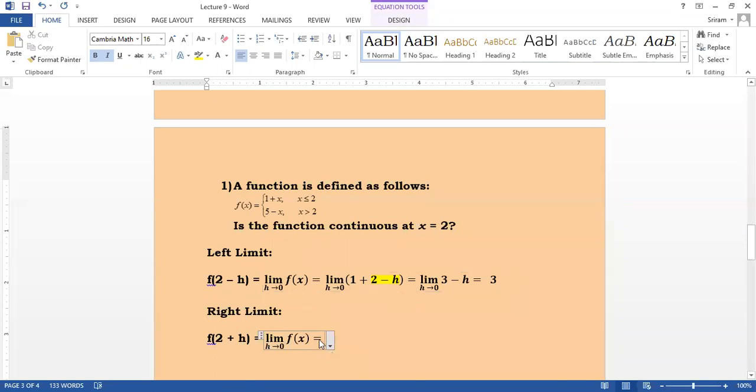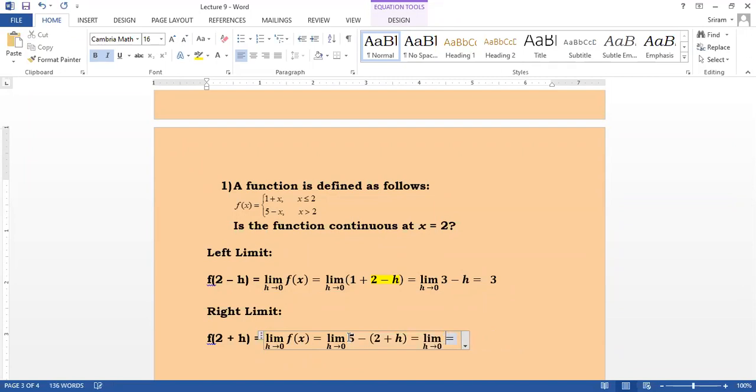But for this f of x, we take the function where the value is greater than 2. What is the value here? This is 5 minus x. In place of x, I am going to take 2 plus h. So what will be the value now? This is the limit as h tends to 0.